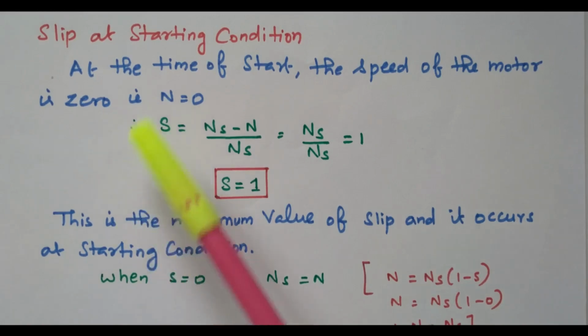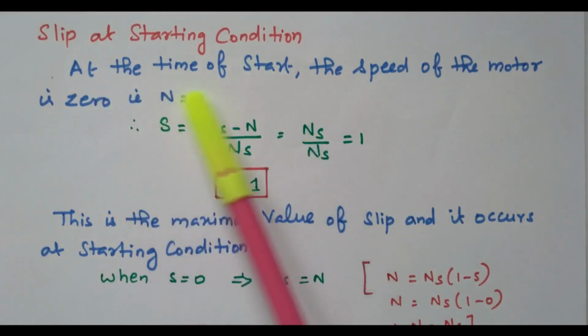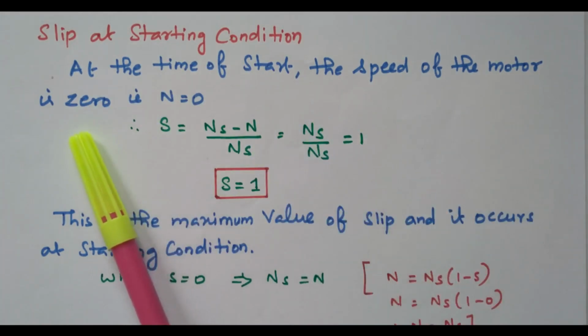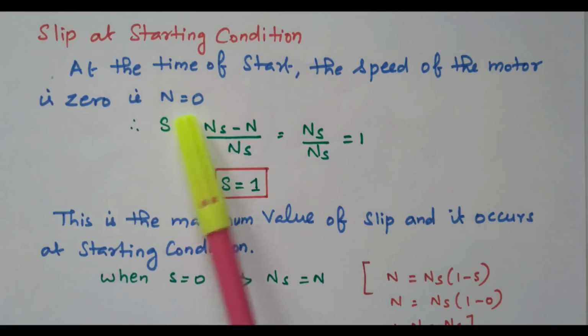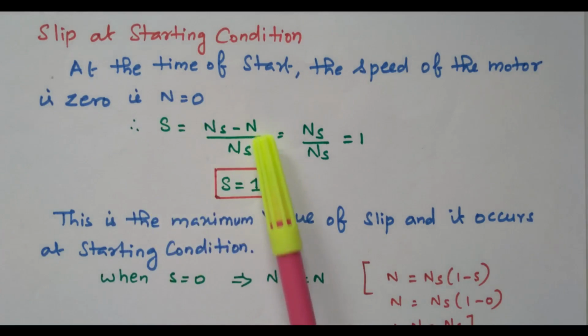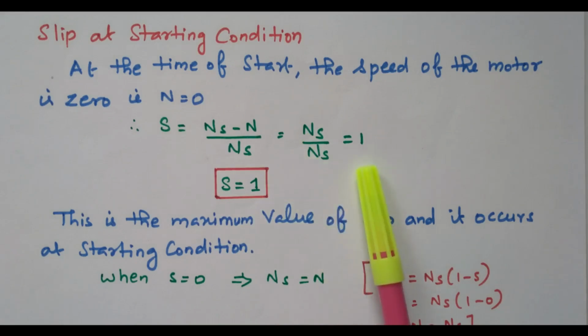Slip at the starting condition. We will see what the slip is at the starting condition. At the time of start, the speed of the motor is 0, so n equal to 0. The definition of slip is s equal to (ns minus n) divided by ns. Now n is 0, so it becomes ns by ns, which is equal to 1. So s equal to 1.